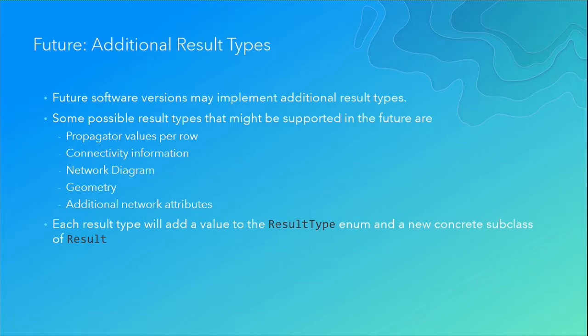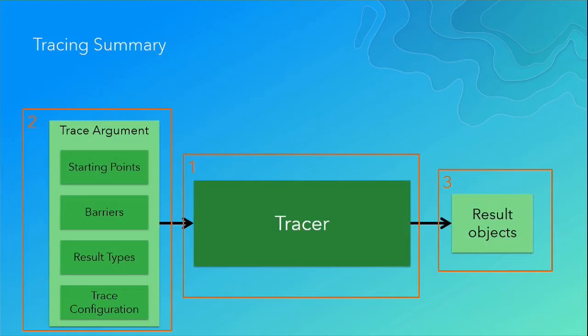The good thing is the way the tracing API is set up, when we do add these new trace types, all we're going to do is add a new enum and then a new concrete class for result. So you won't have to change your code and we won't have to change our interfaces. All right, I know that was kind of a whirlwind tour. That is how traces are built using the API.